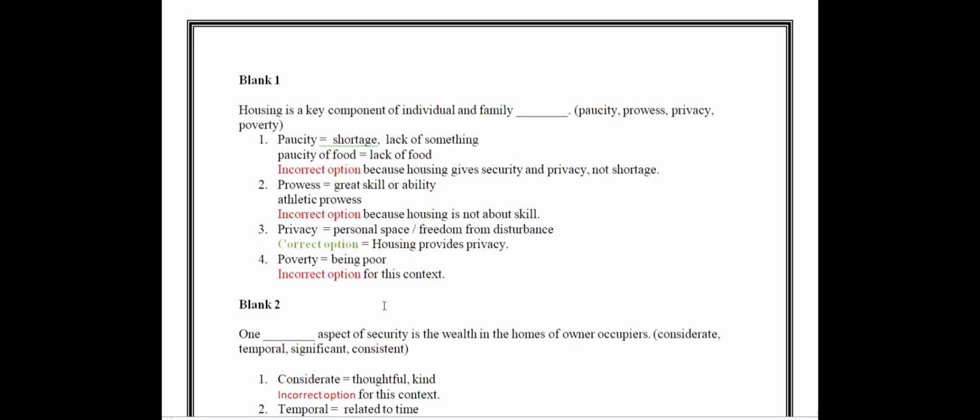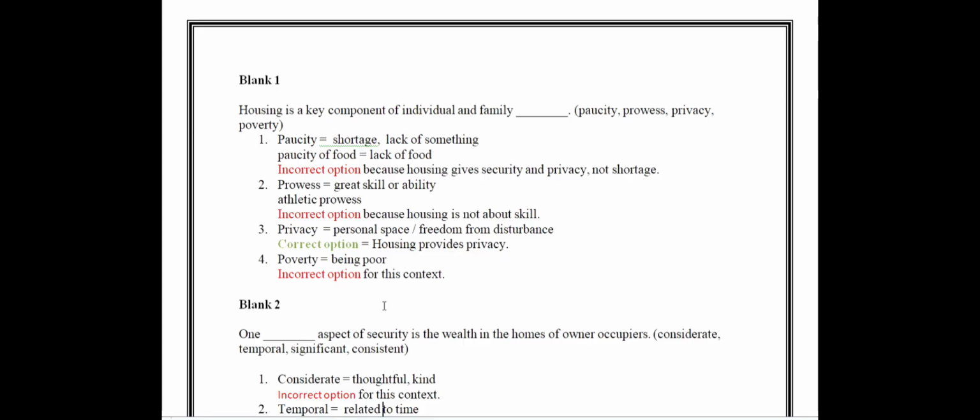The option 2, prowess, that is great skill or ability. Athletic prowess, athletic skill. Right. This again is incorrect because housing is not about skill. Third one, privacy. Privacy means personal space and freedom from disturbance. Correct option, housing provides privacy. Yes, goes well also. Poverty is being poor. Incorrect option as this does not fit the context here. Very happy. Done with blank 1.